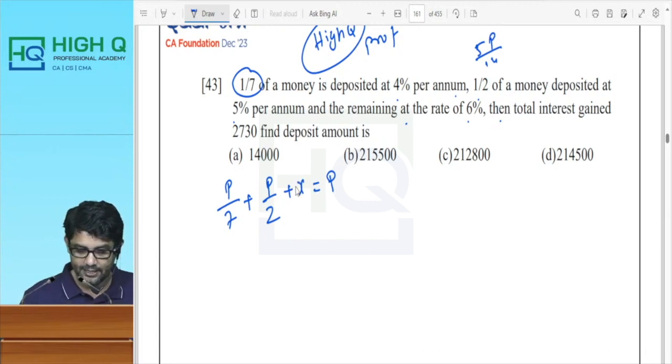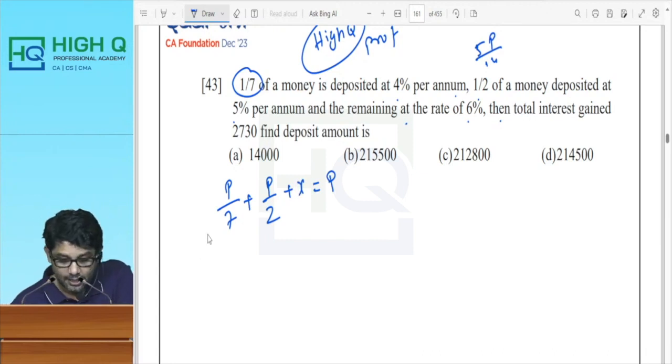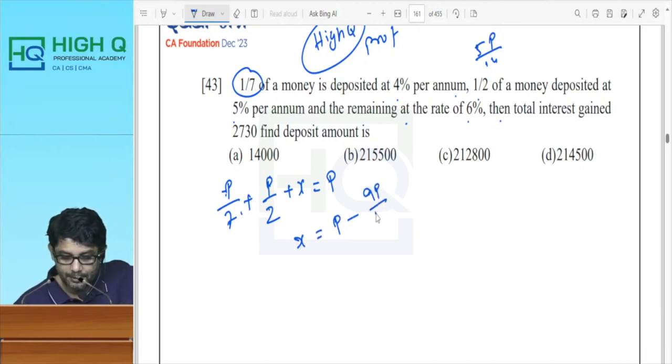Let me take it as x. Now, 2p plus 7p, what is it? 9p by 14. So, x is equal to p minus 9p by 14. So, x is equal to what? 5p by 14. This is what I said.